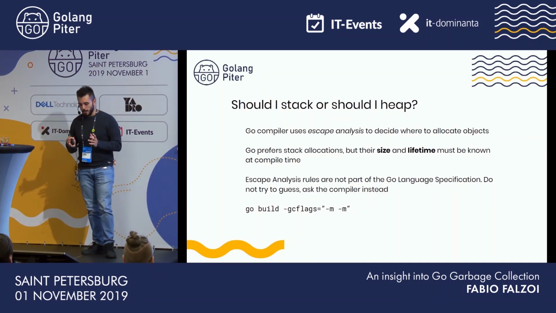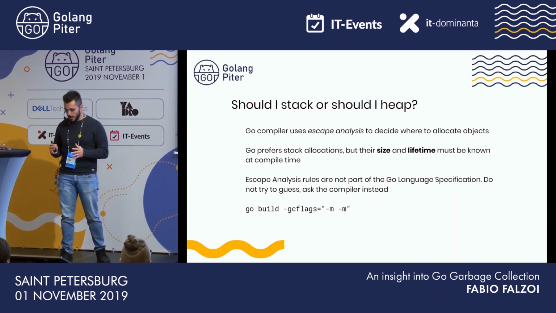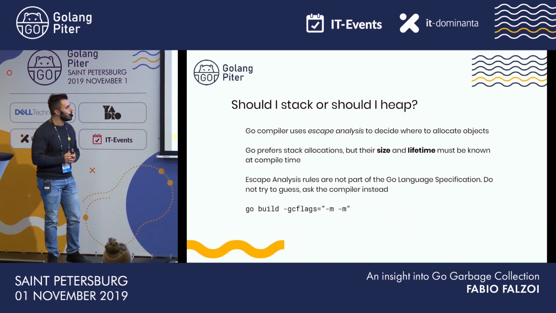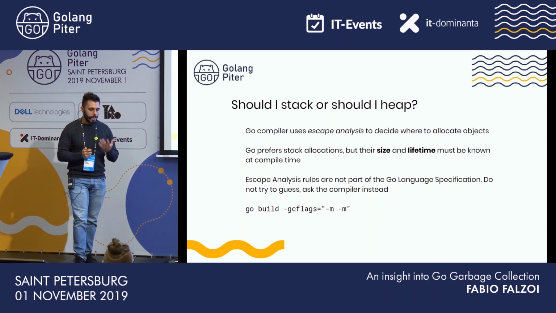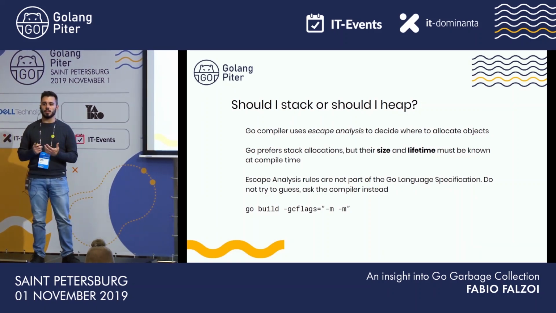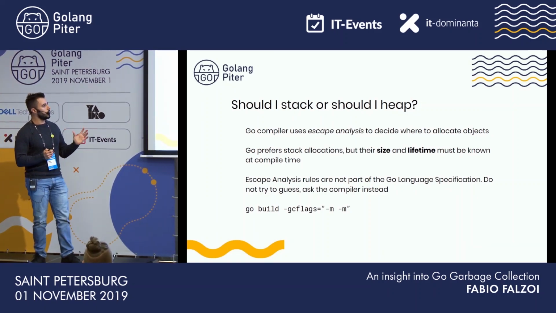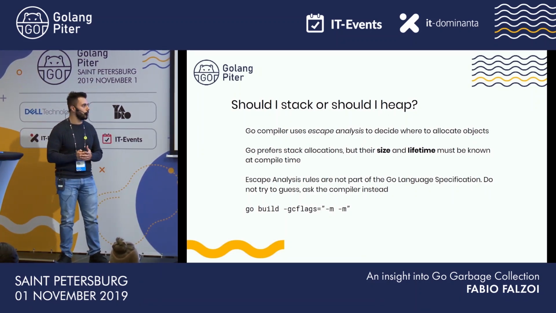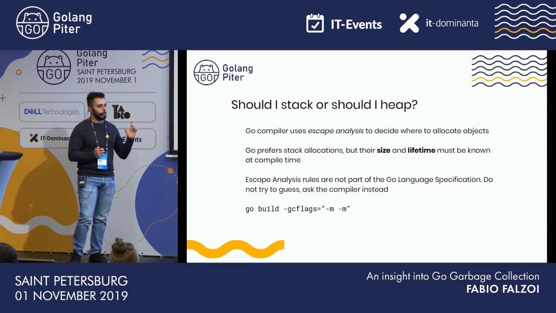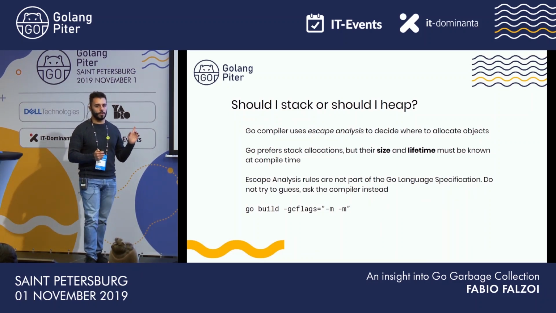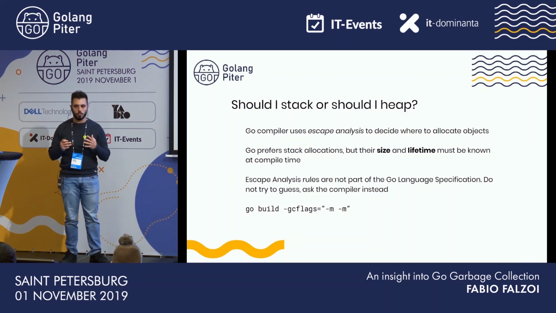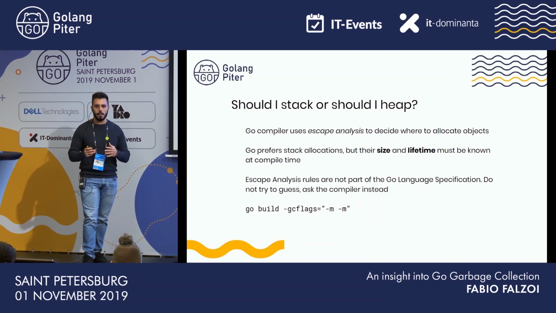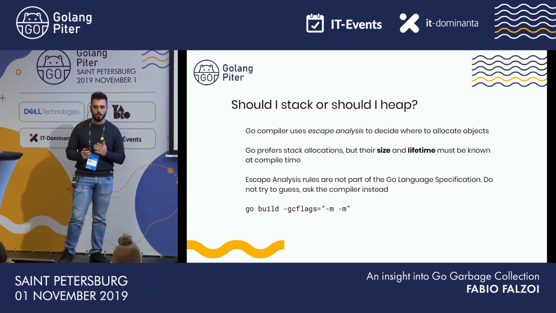Unlike other languages, the Go compiler uses escape analysis to decide where to allocate objects, on the stack or on the heap. And stack allocations are preferred because they are considered to be cheaper, but to do a stack allocation, you need to know in advance at compile time the size and the lifetime of your objects. And since escape analysis rules are not part of Go language specifications, you shouldn't try to guess, but you should use this command to ask the compiler why and where it is allocated, on the stack or on the heap.